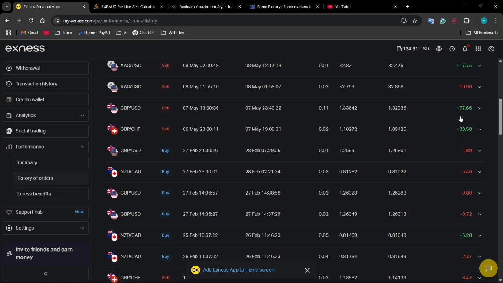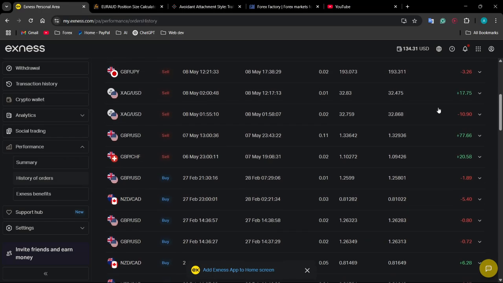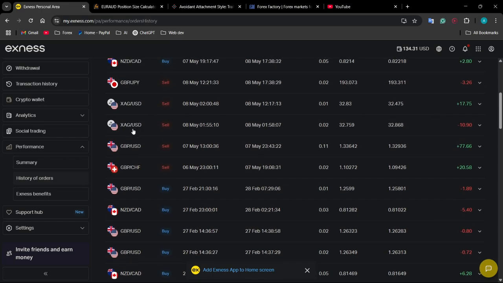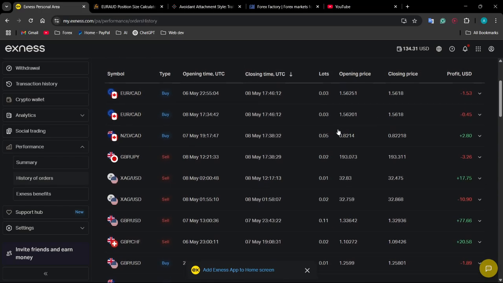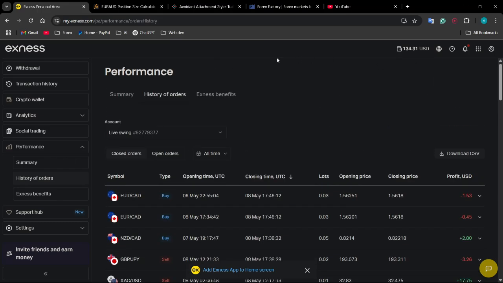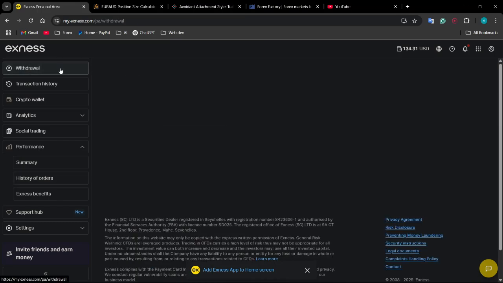See, that's 77.66. Then our third profit, then we took a loss on silver. That's $10, and we got an entry on silver for $17. You know, and we took some L's here and there, but overall we made some profits. We made 192 profits, 129 dollars. Now let's go and withdraw some of the funds.